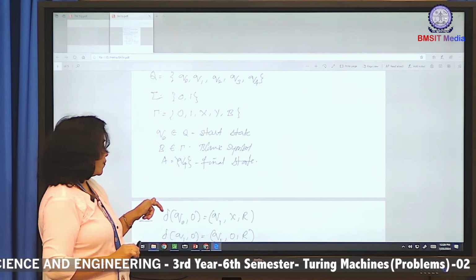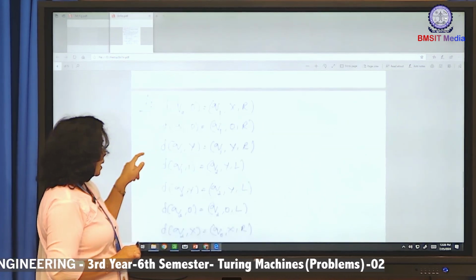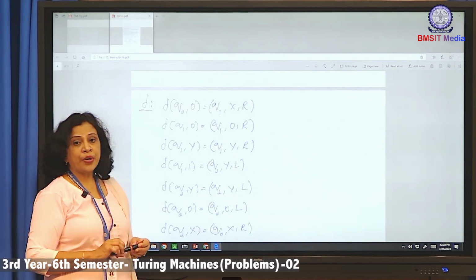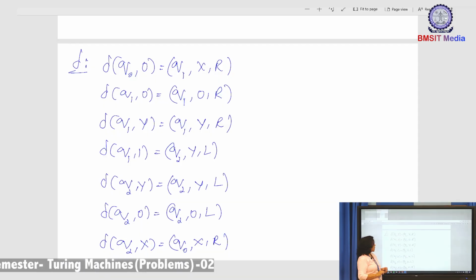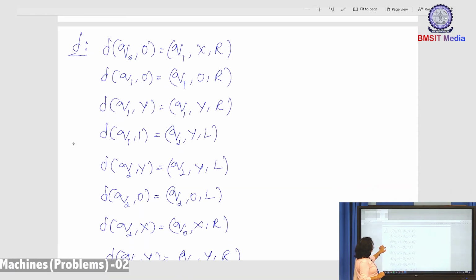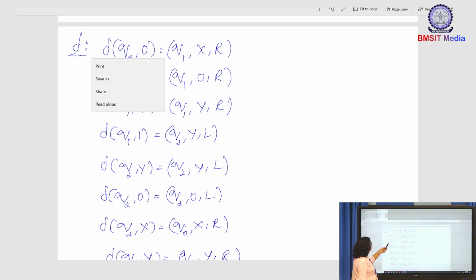Q4 is the final state. And the transitions, we are going to list them together here. Delta of Q0 on 0 equal to Q1, X, R. Delta of Q1, 0 equal to Q1, 0, R. Delta of Q1, Y equal to Q1, Y, R.